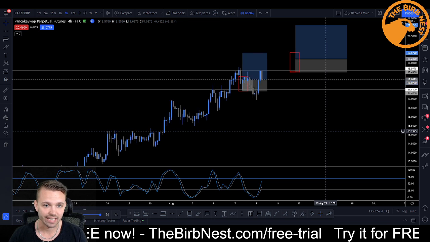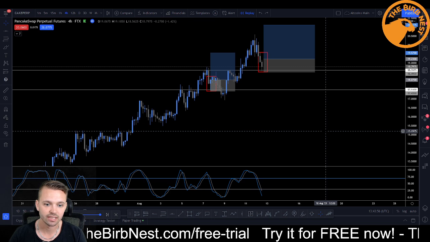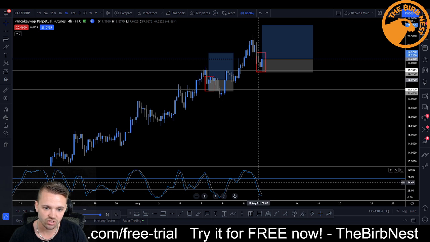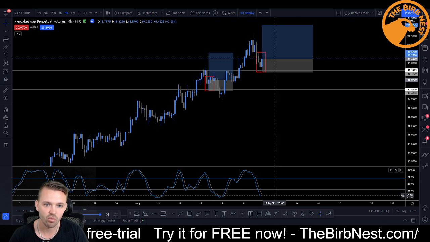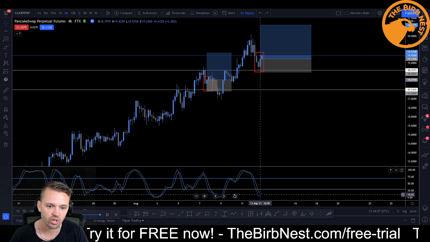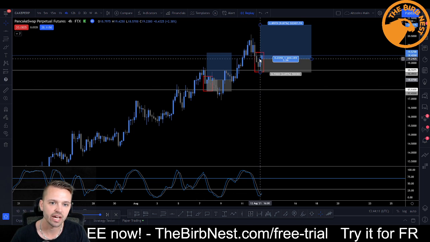Now, let's look at the next setup. We got a breakout. Let's wait for the retest. And what do we have here? Well, we have the stochastic is below 30 right here. And if you go to the next candle, you have a bull cross on the stochastic. And here's the difference. You now want to enter.